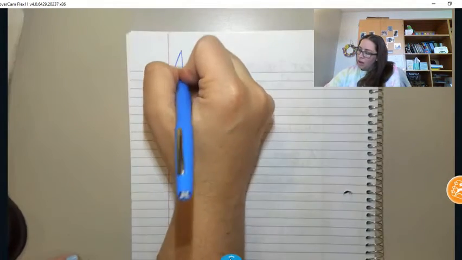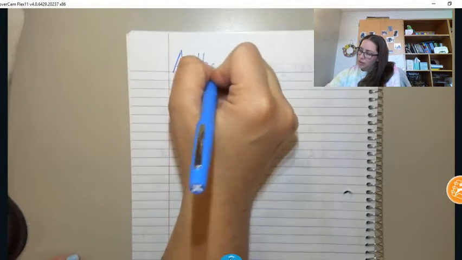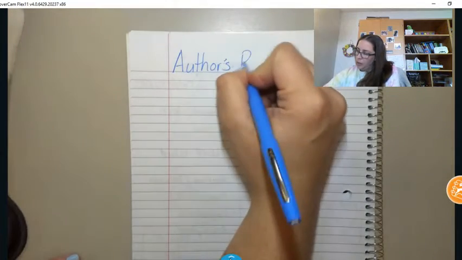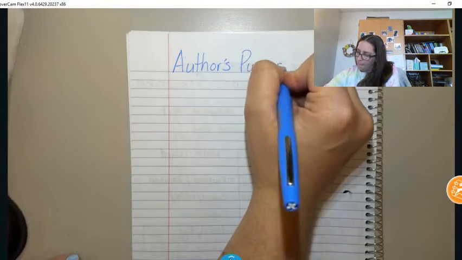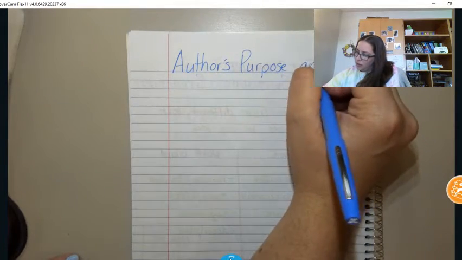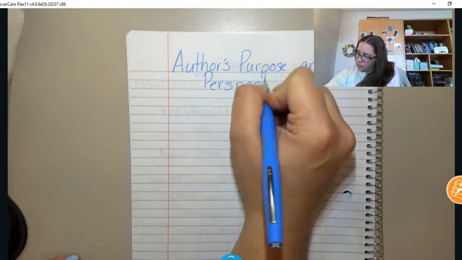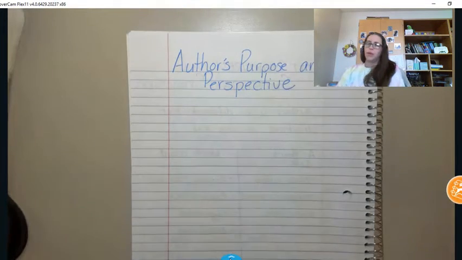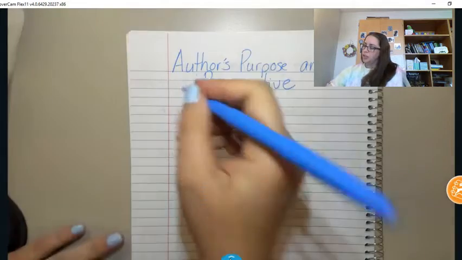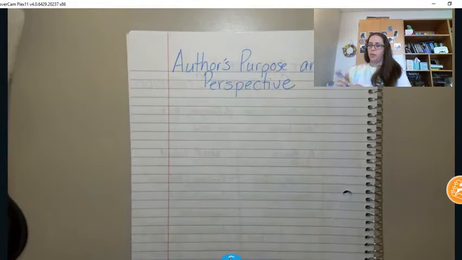Page 49 right there. And then I'm going to title this lovely, lovely page with author's purpose and perspective. Okay, so the first thing we're going to do is we're going to talk about author's purpose.